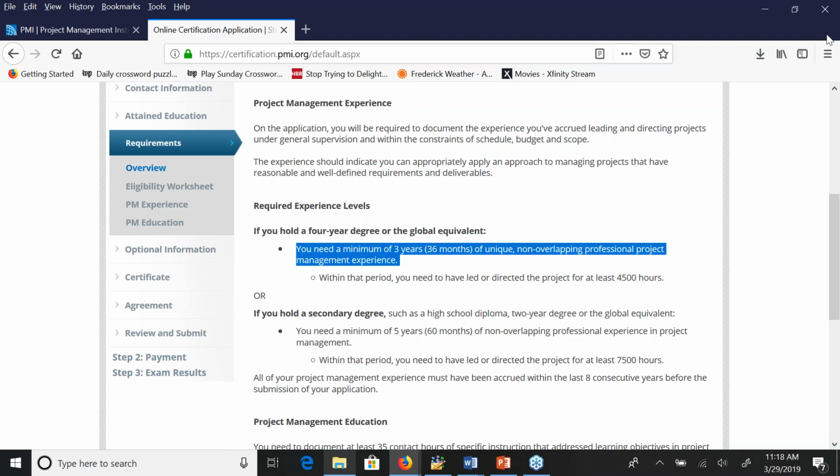You can have 4, 5, 6 projects in a single year, but a little tip on filling out the application and a little tip on what gets them riled. Don't exceed 2,000 hours in a year.